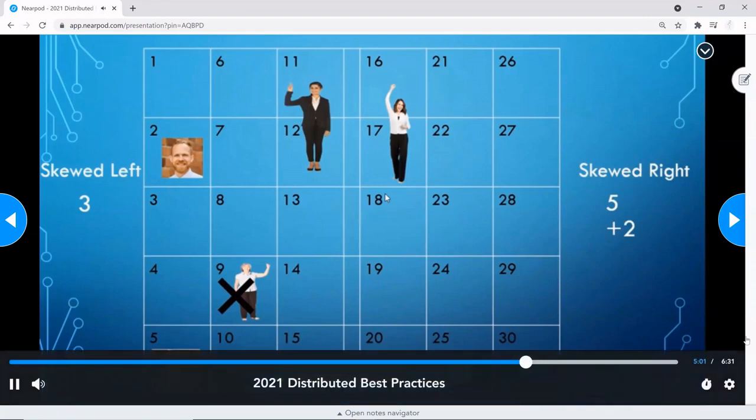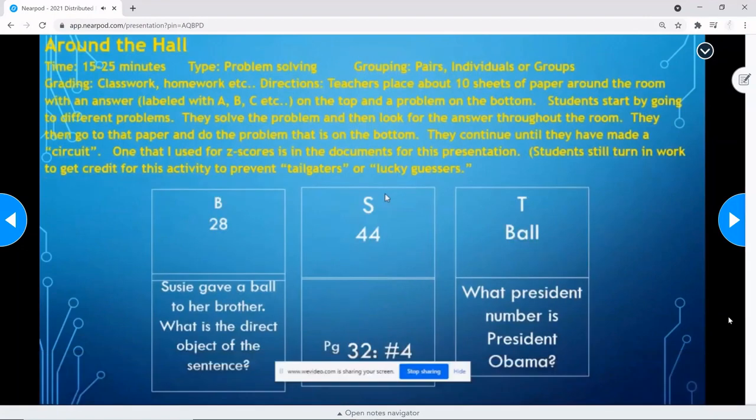Good game, very easy to implement anytime you're reviewing. Last one is simply Around the Hall.